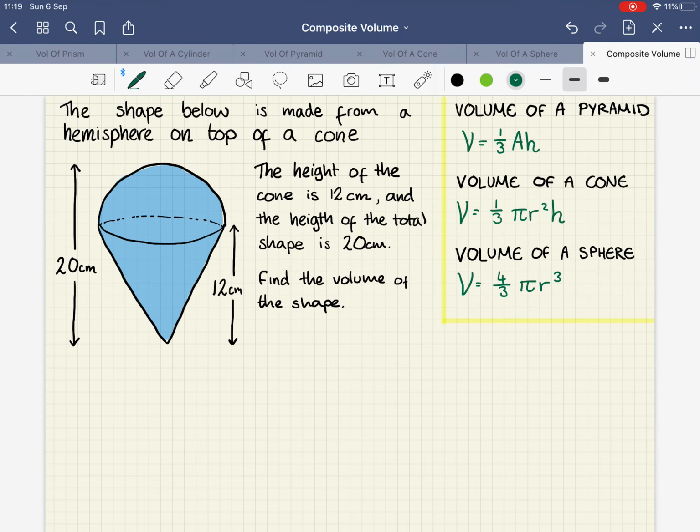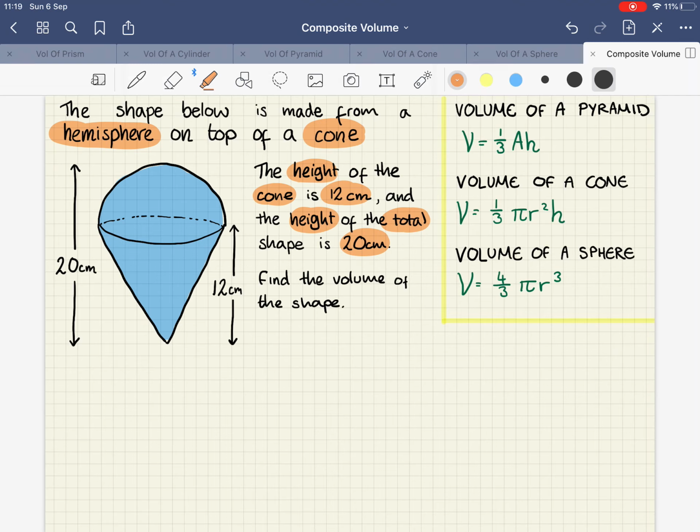Okay, so last one then. The shape below is made from a hemisphere on top of a cone. So I'm going to highlight the fact that I've got a hemisphere and a cone. The height of the cone is 12 centimeters, and the height of the total shape is 20 centimeters. So height total, 20. Find the volume of the shape.